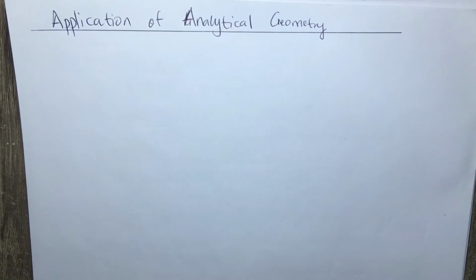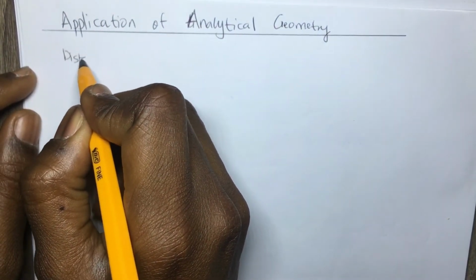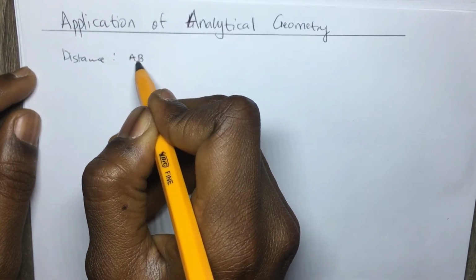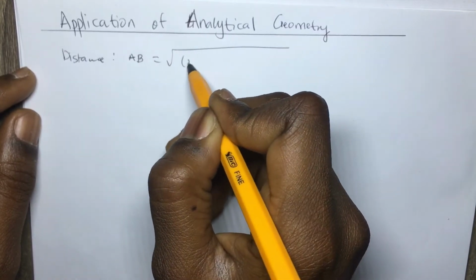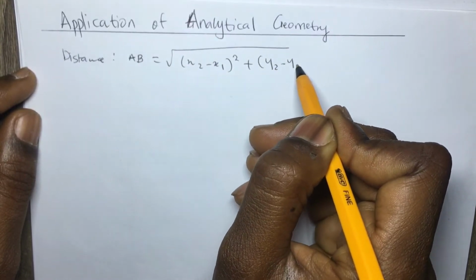Okay, let's get right into it. So we're doing application now on analytical geometry. In the previous video, I showed you how to use the distance formula, which is given as AB. So AB is the square root of (x2 minus x1) squared plus (y2 minus y1) squared.